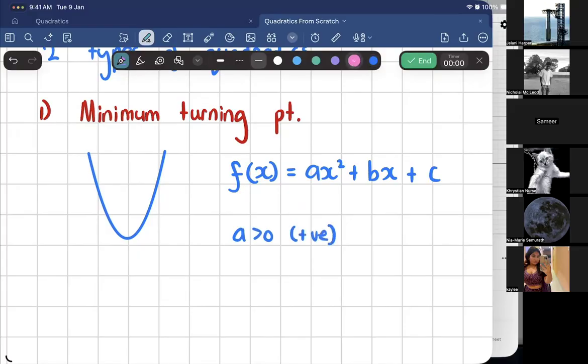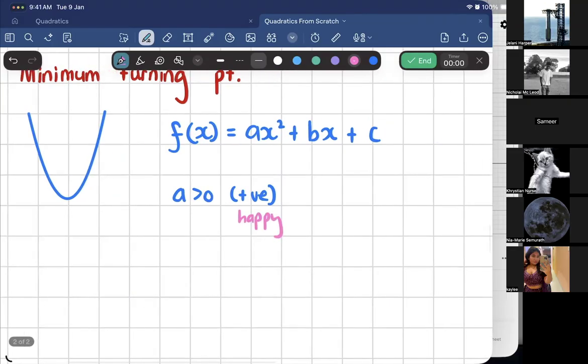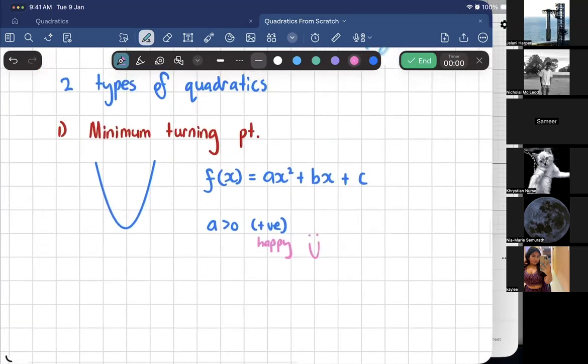And here's an easy way to remember this. If you are positive, are you happy or sad? If you're positive, you're happy. If you're happy, you're smiling or you're frowning? You're smiling, right. So this is an easy way to remember it. So this is the first type, minimum turning point.